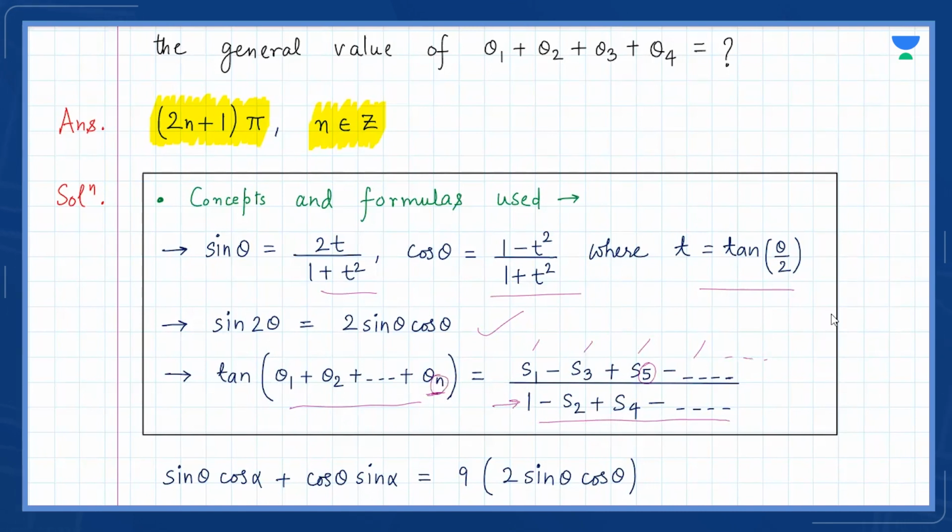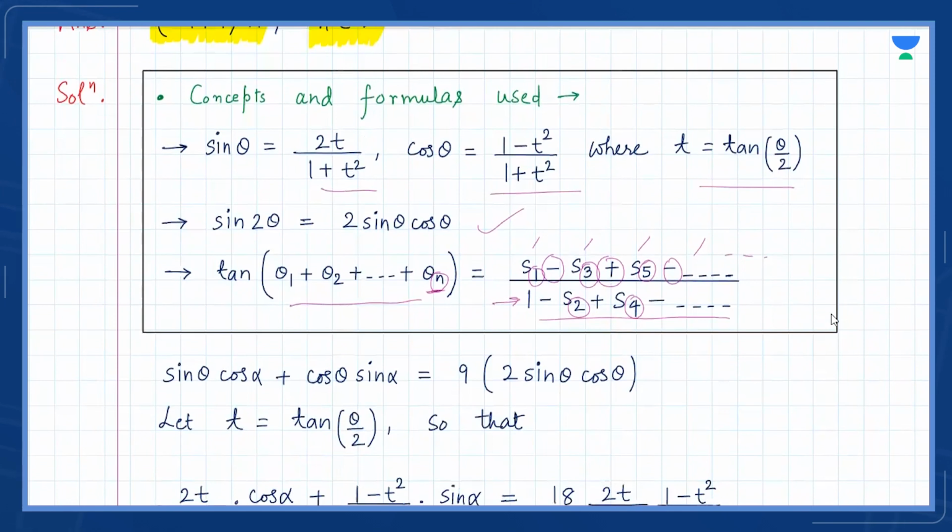Okay, now clearly we are able to observe a few patterns here. Sign alternates, plus minus plus minus, like that, and in the numerator we have only odd indices, and in the denominator we are having even indices, so it's very easy to remember also. And what is the meaning of Sr? Sr is simply the sum of the terms tan theta 1, tan theta 2 up till tan theta n taken r at a time. Okay, so this is a very important formula that we should always remember.